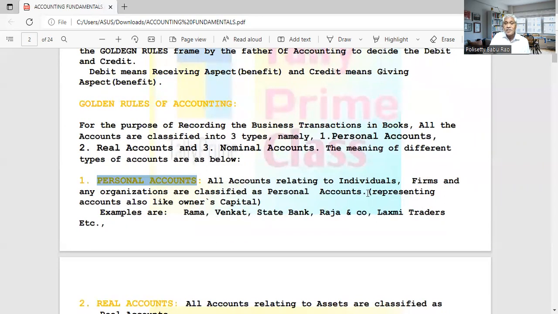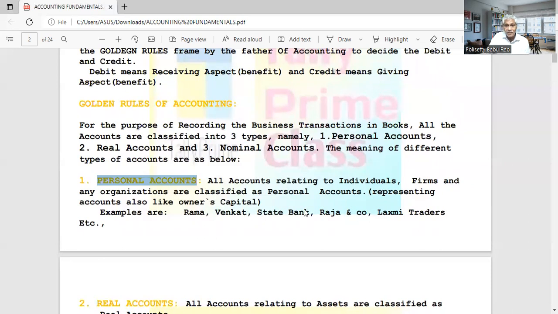Sometimes there are some accounts representing others, which are also personal accounts, because the owner is providing money for the business, starting the business. So he's giving the money. But in the books, we cannot write the owner's name. That is why the owner's name is written as a different name, capital. So capital is representing the owner.